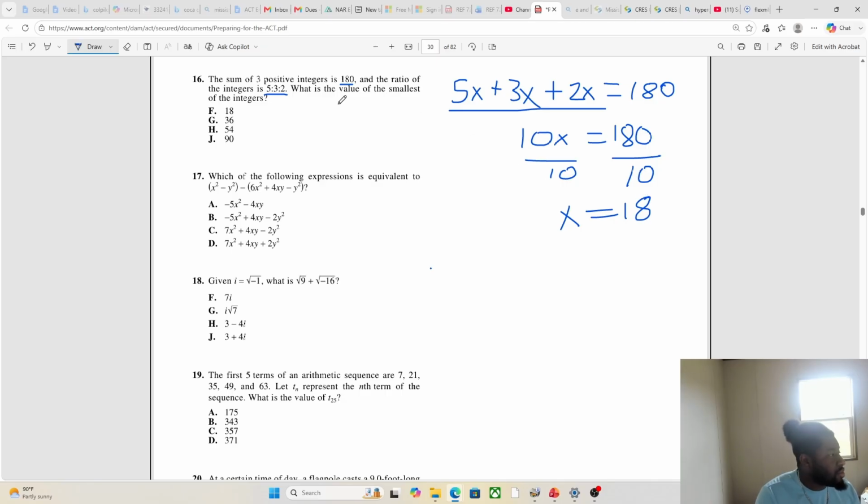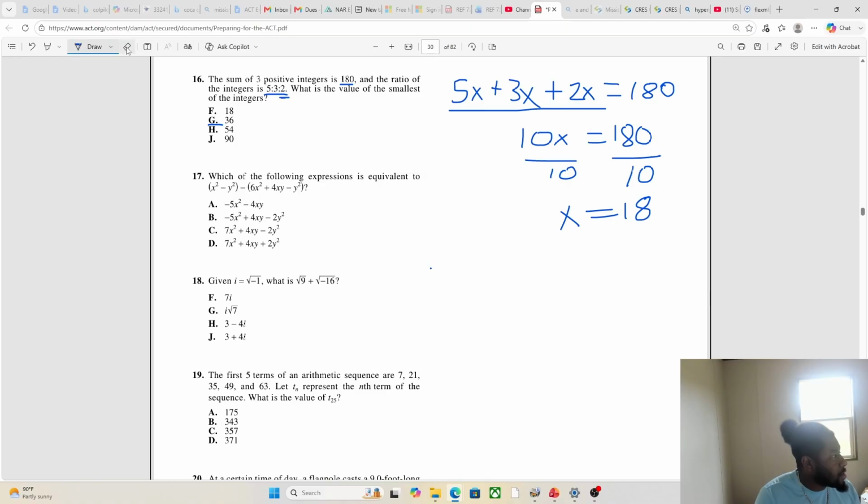You asked what's the value of the smallest integer? The smallest integer was 2x. So it's 2 times 18, 36. Like I said in other videos, if you need to take notes, take a second, pause it.